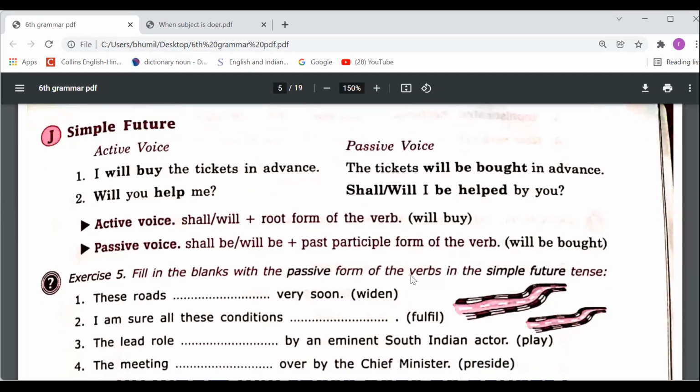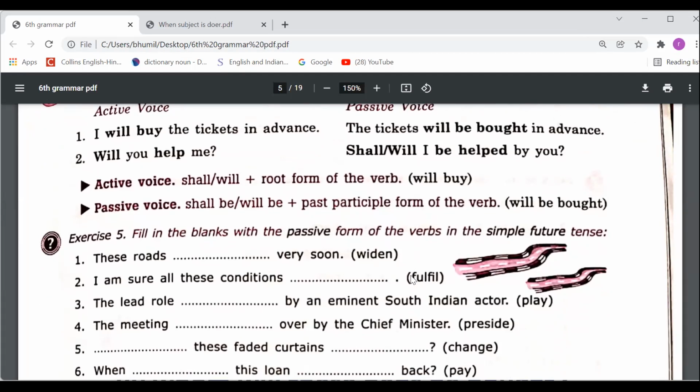So on the basis of this understanding, dear students, you have to do exercise number five. Firstly, read the question regarding exercise number five. In this, it's written here: fill in the blanks with the passive form of the verbs in the simple future tense.